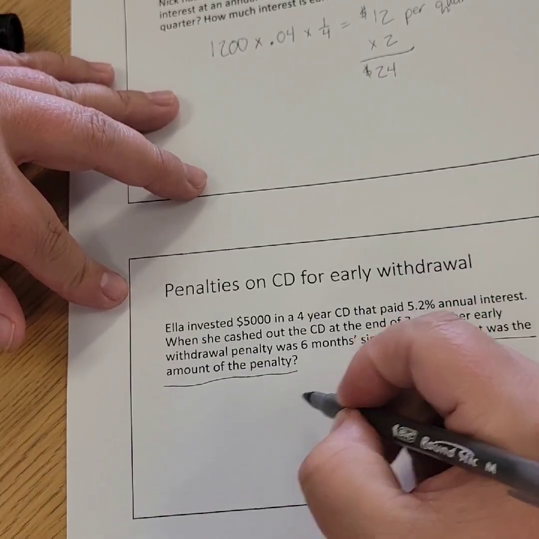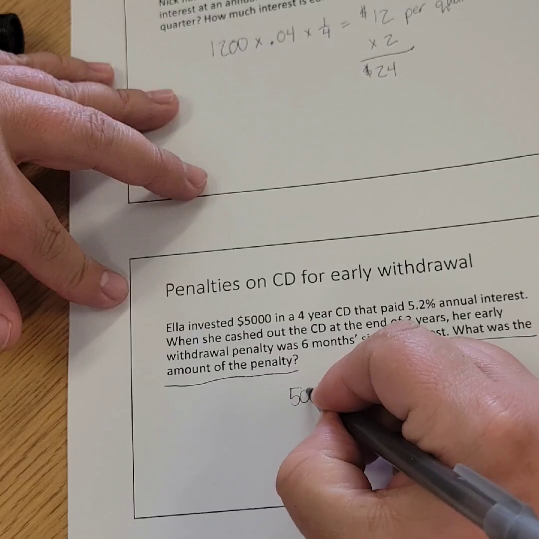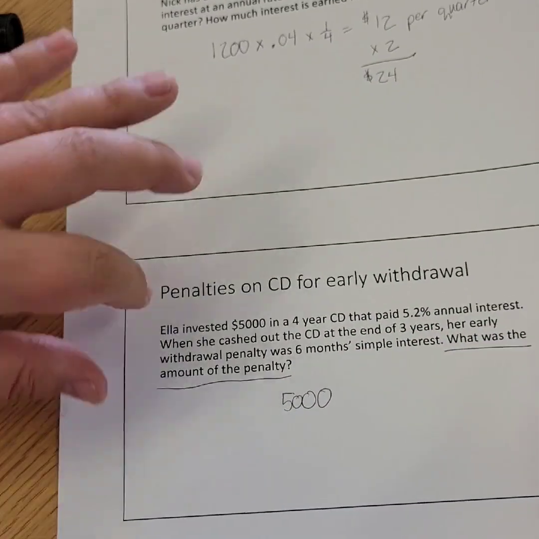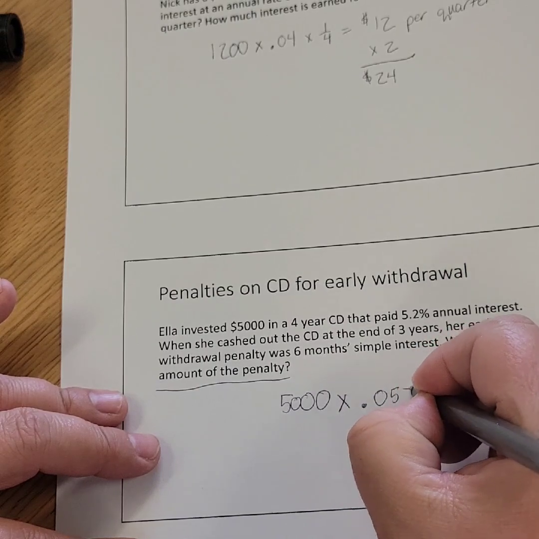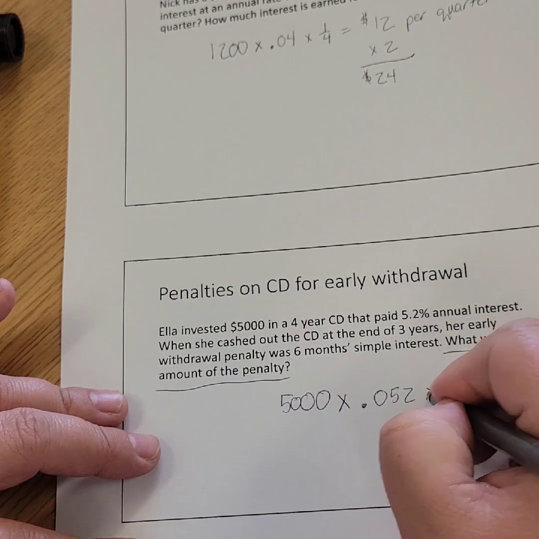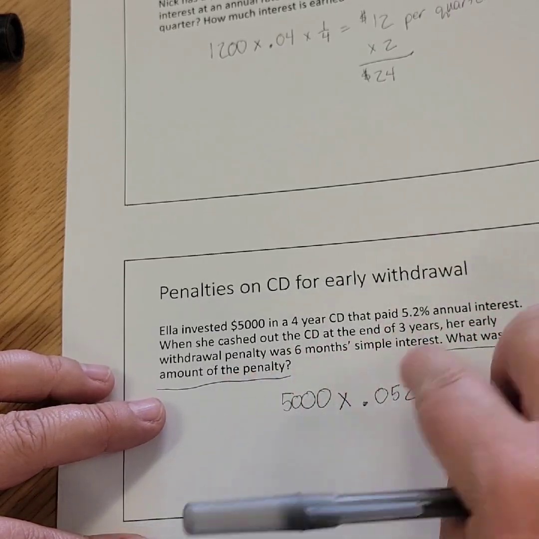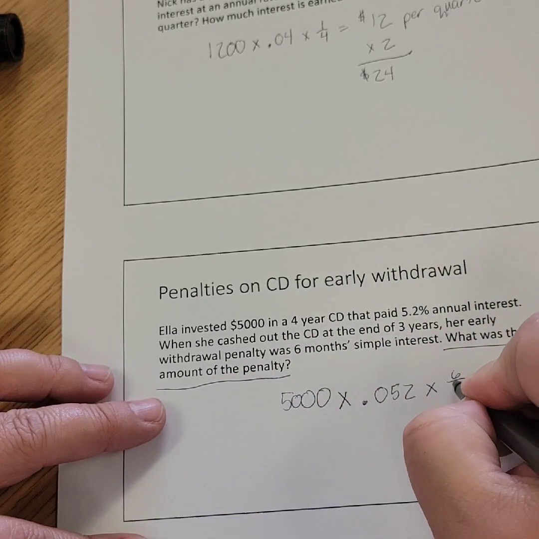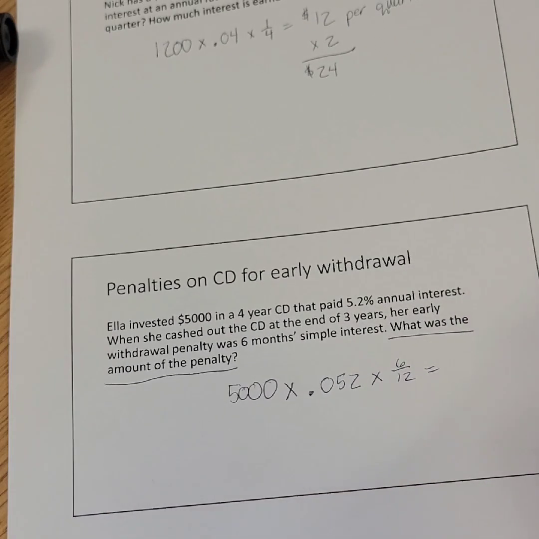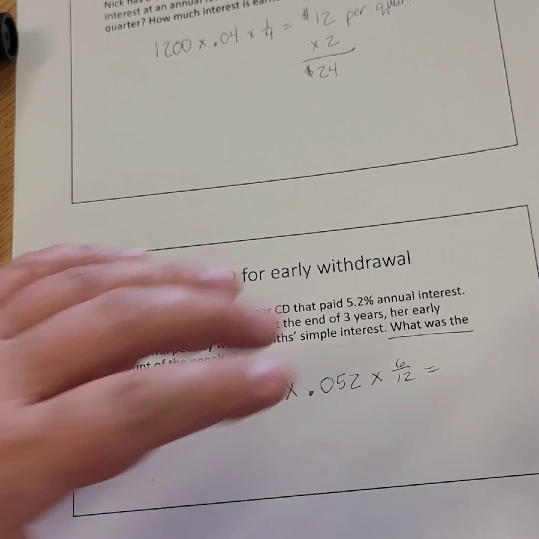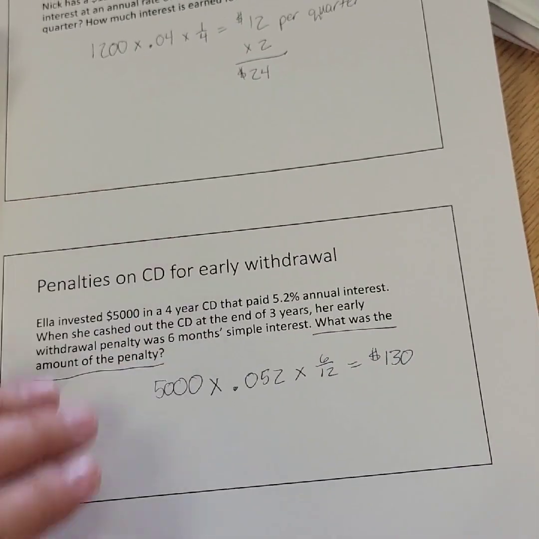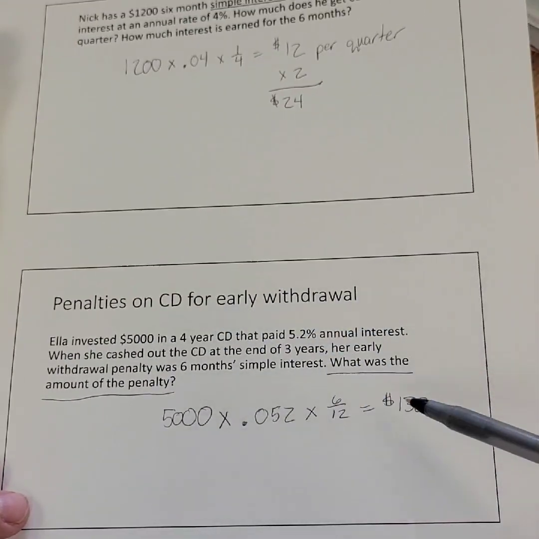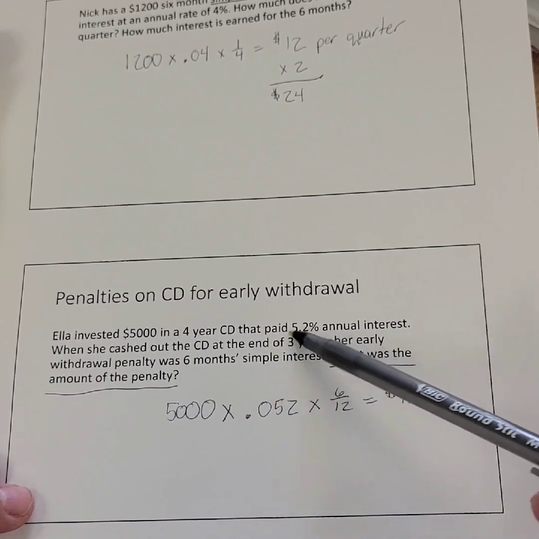Okay, so all we're going to do is this amount. Hopefully that's showing up. Yeah. Times 0.052, which is the interest rate, times, and it's 6 months simple interest. So we're going to multiply it by 6 over 12. So 5,000 times 0.052 times 6 divided by 12. So it's a $130 penalty.